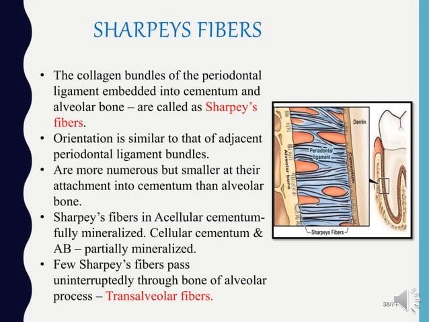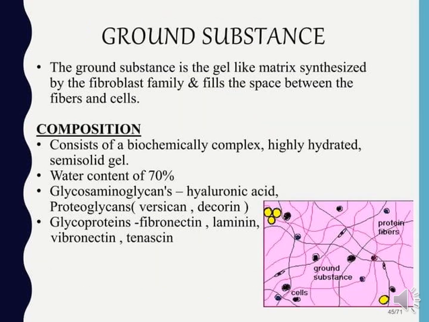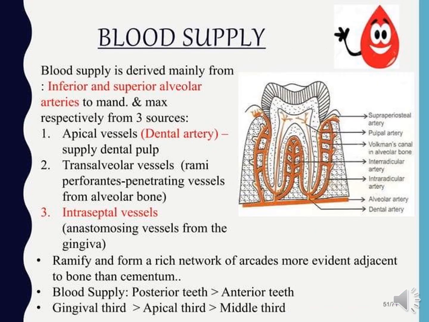Coming to Sharpey's fibers, the collagen bundles of the periodontal ligament embedded into cementum and alveolar bone are called Sharpey's fibers. The orientation is similar to adjacent periodontal ligament bundles, and they are more numerous but smaller at their attachment into cementum than alveolar bone. Coming to the ground substance, it is the gel-like matrix synthesized by the fibroblast family and fills the space between the fibers and cells. Its composition is biochemically complex, a highly hydrated semi-solid gel with 70% water.